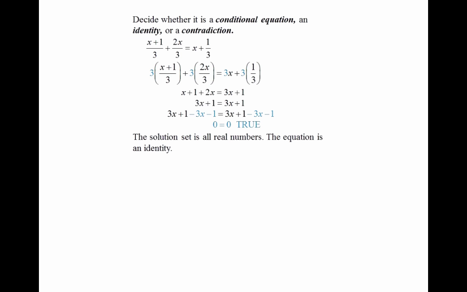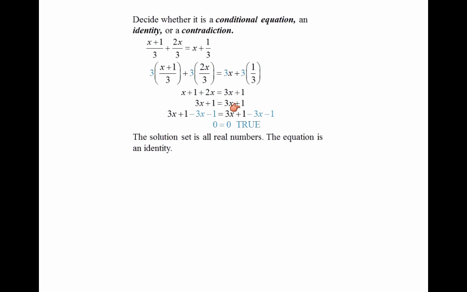Another example, decide whether it is a conditional equation, identity, or contradiction. This is an equation where we have a fraction. Remember, we were supposed to clear the fractions. To clear the fractions, we need to multiply each term by the LCD, which is 3. If I multiply each term by 3, all the fractions turn out to be equal to 1, and you would get simply x plus 1 here, plus the 3 cancels here, you get 2x. And then here, this 3 cancels, turns to 1, so we get 3x plus 1.